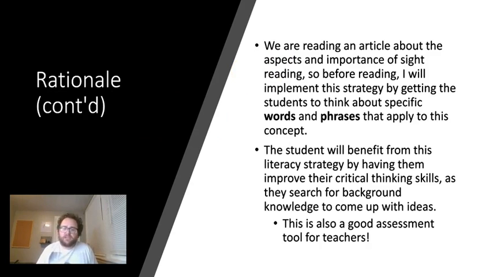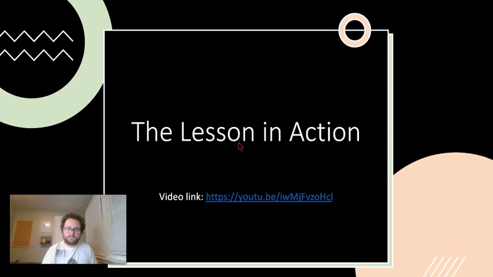So before reading, I will implement this strategy by getting the students to think about specific words and phrases that apply to this concept. The student will benefit from this literacy strategy by having them improve their critical thinking skills as they search for background knowledge to come up with ideas. As I said, this is a good assessment tool for teachers.